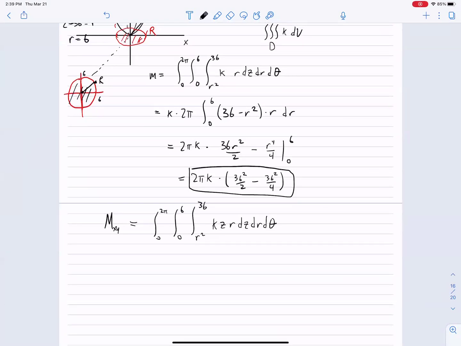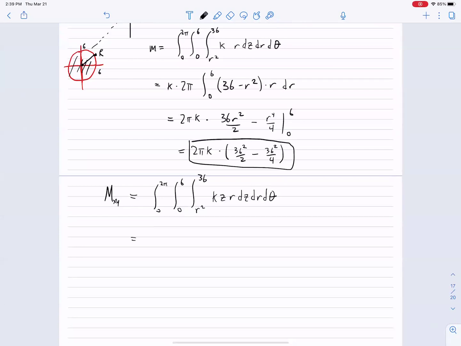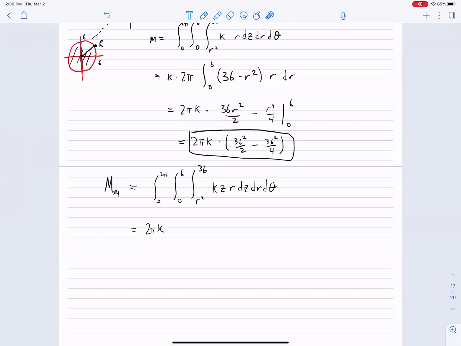k is a constant, and r is a constant with respect to z when we integrate. Then you can multiply by 2 pi, so we're going to get a 2 pi k on the outside. That's going to cancel when I compute the z bar. Then it's the integral from 0 to 6. The antiderivative of z is z squared over 2, evaluated from r squared to 36, times r dr.